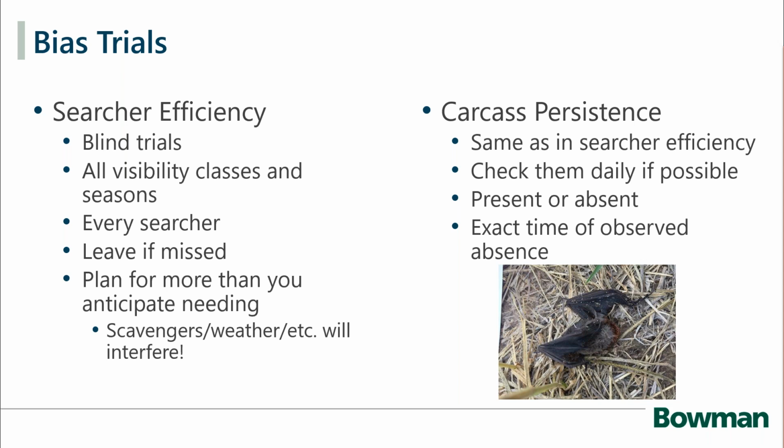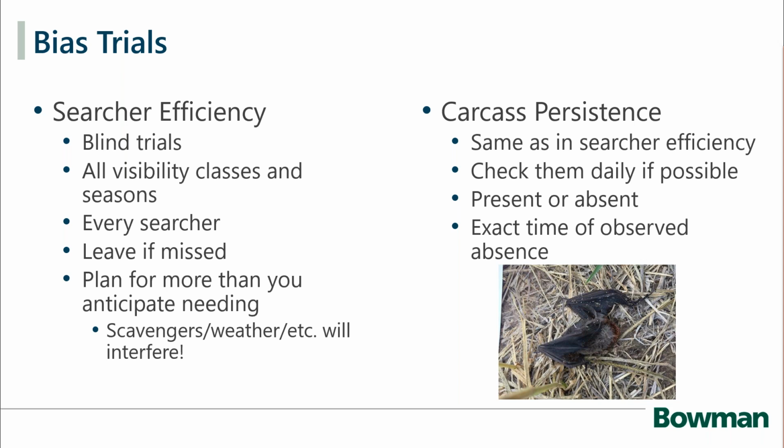If a searcher misses a carcass, you'll want to go back and confirm that it was still there for them to find and that it hadn't been removed by a scavenger. But when a carcass is missed, leave it in place for them to have the opportunity to find it on future searches. And this will allow you to estimate the change in searcher efficiency on subsequent searches.